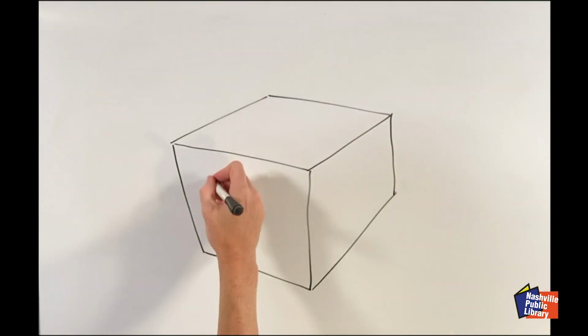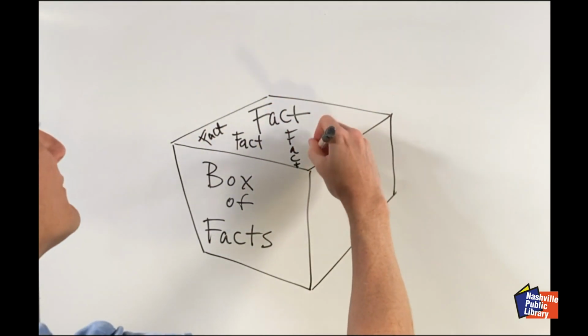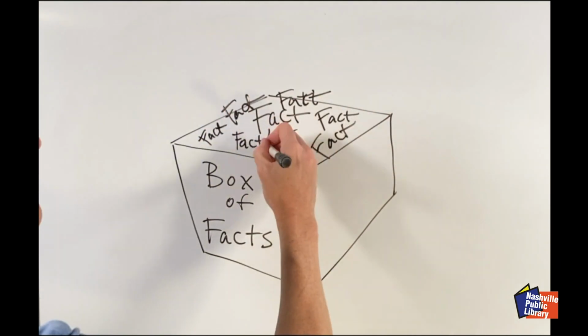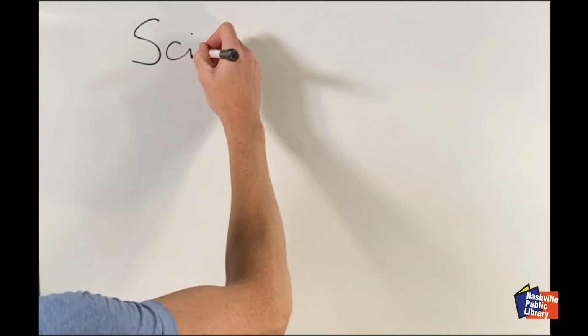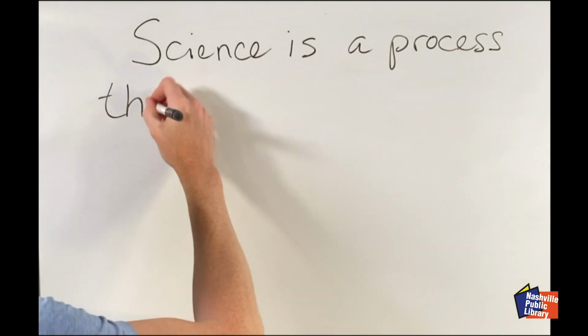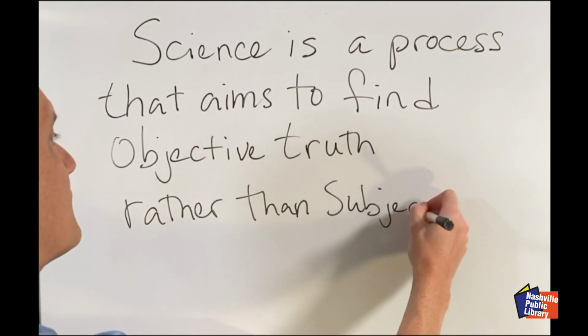The difference between those questions is that the first three were answered through the process of science instead of written history. Science, however, is not a collection of facts. It is a process that aims to find objective truth rather than subjective truth, or in other words, nullius in verba.